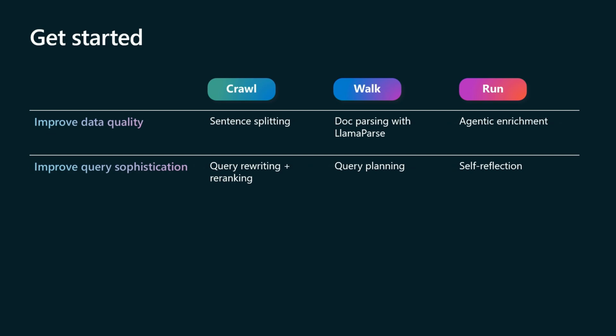For query sophistication, the basics are things like rewriting and re-ranking your queries. And the next step forward is planning your queries and splitting them up. And the advanced solution is self-reflection, which I was talking about, to see if your query results are adequate and course correct if they aren't.